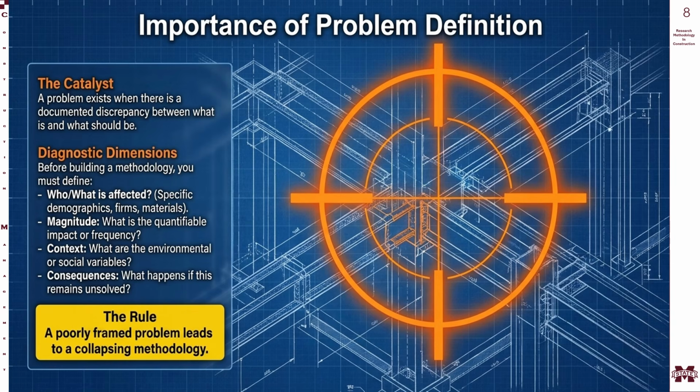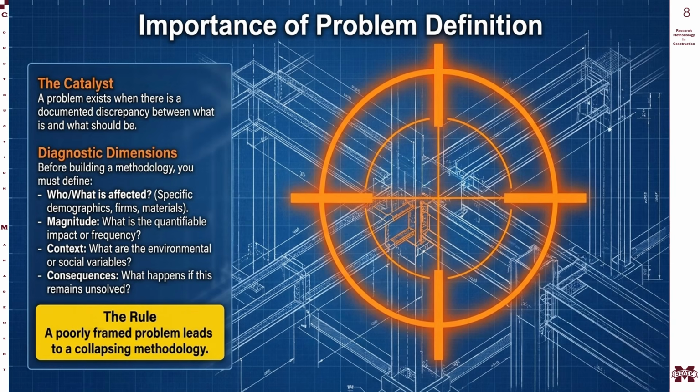Once you identify a potential problem, you need to define it carefully. That means asking who is affected, how big is the problem, how often does it occur, in what social, cultural, or organizational context. You'll also check the literature. What do we already know about this issue, and where are the gaps? You should also ask, what happens if this problem remains unsolved? That helps you explain why the topic is important.